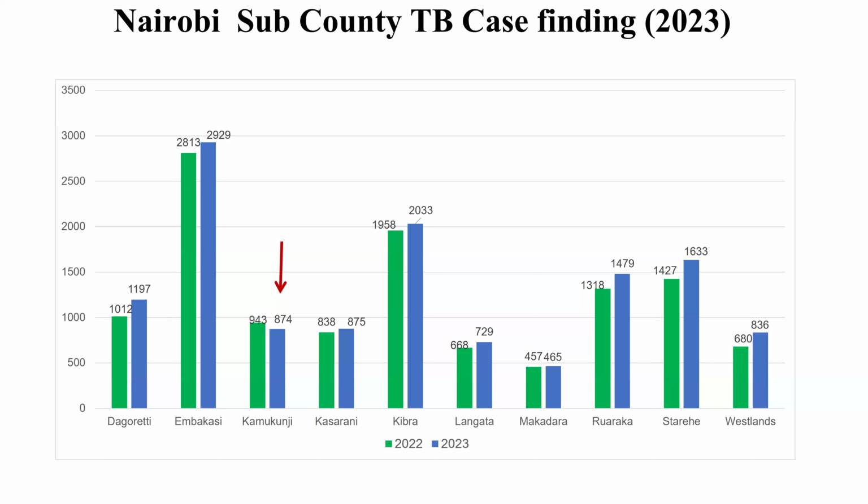more cases. Waraka, because of the Thika Road and the other areas, Kasarani and the contributing factor, 1318, 1479. Starehe, 1427 and 1633. Westlands 680 and 836 in 2023.